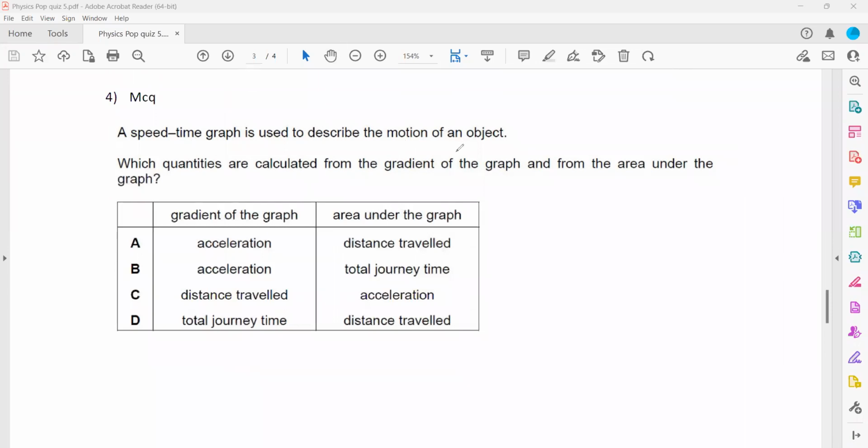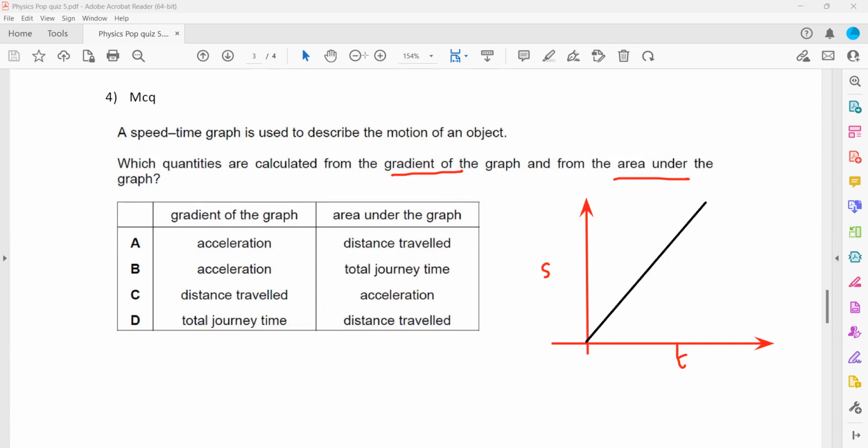A speed time graph describes the motion. Which quantity can be calculated by the gradient, and which quantity can be calculated by area? If there's a speed time graph, an object is falling or moving. If we want to calculate the acceleration from a speed time graph, we can work out the gradient. How to work out the gradient? You can take any 2 points on the line.